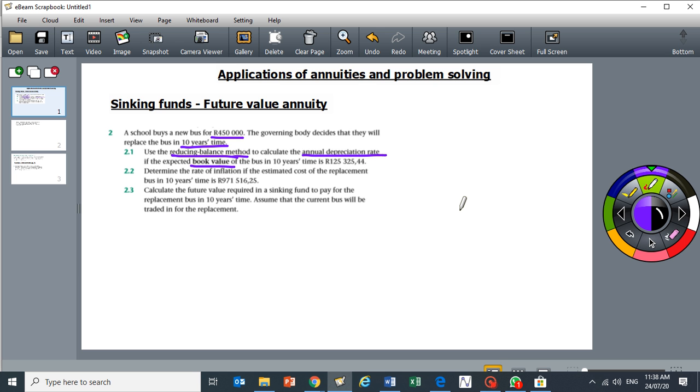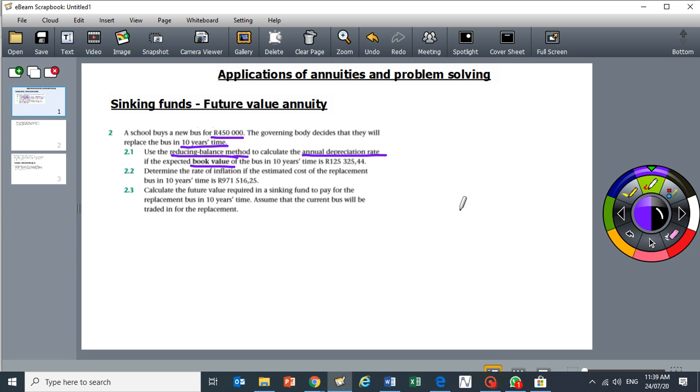Okay, so the book value is the value of an asset after taking into account depreciation. So it will be close to the end of its useful life, or when you want to get rid of it. Now you have to distinguish between scrap value, which is the value of an asset when it's no longer in use, when you just want to dispose of it. So the book value is the value of an asset after taking depreciation into account. So this question here, 2.1, is actually a grade 11 question.